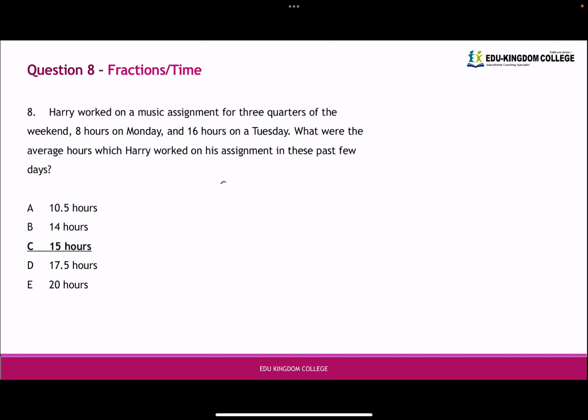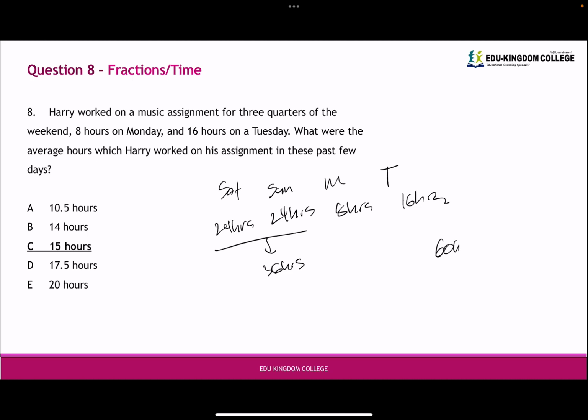Now, Harry worked on a music assignment over the weekend, Monday and also Tuesday. Works, sorry, I'll just write this out first. Works 3/4 of the weekend, which is 48 divided by 4 times 12, which is 36 hours. Okay, altogether, add these up, you get 60 hours. Okay, over 4 days, so 60 hours over 4 days equals 15 hours per day. Okay, so that is our average.